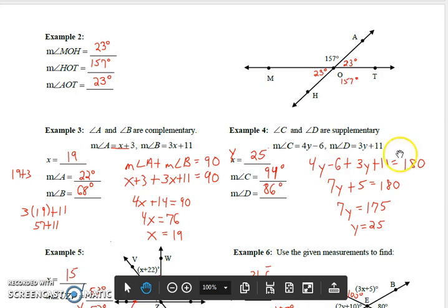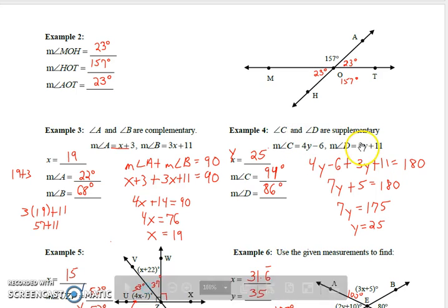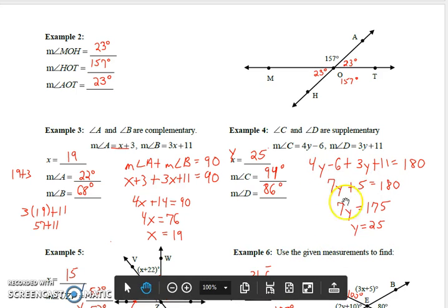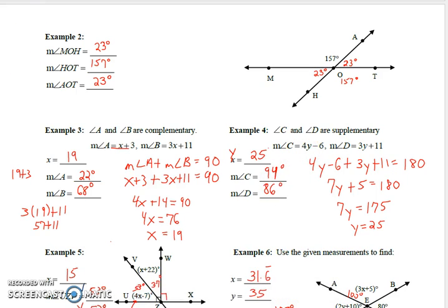And we're going to do the exact same thing over here for C and D, for example 4. C and D are supplementary though, so instead of adding our angles and setting it equal to 90, we're going to do part plus part equals whole, and what is it? Supplementary is 180. So we solve for y, and then we're going to plug that back in to get the measures of angles C and D.